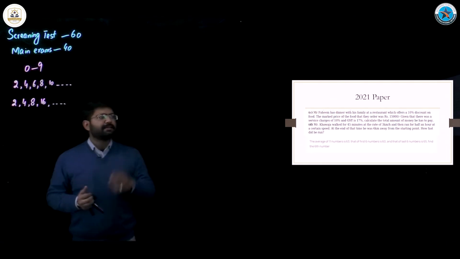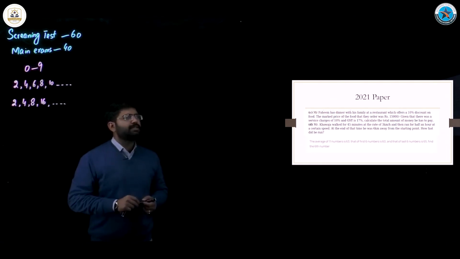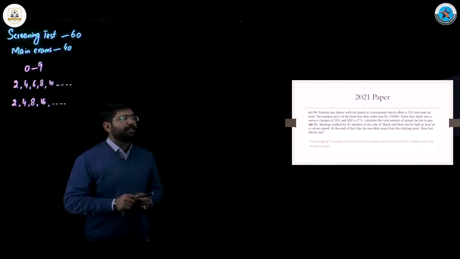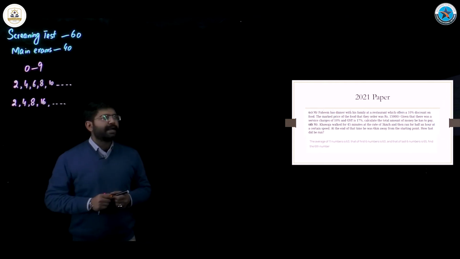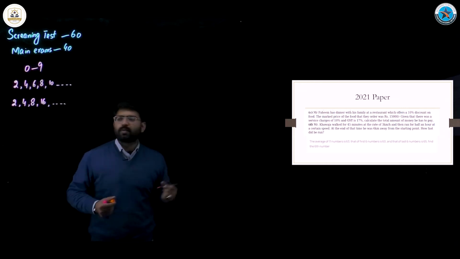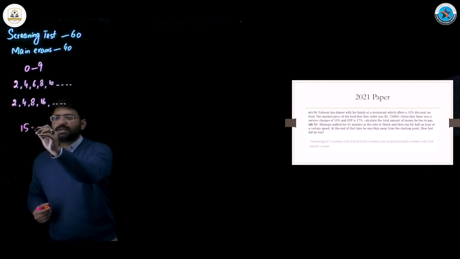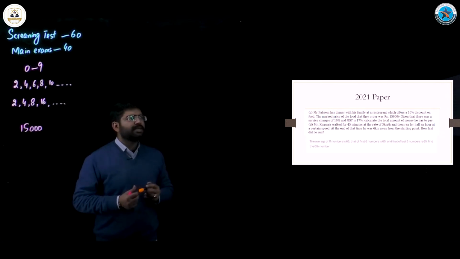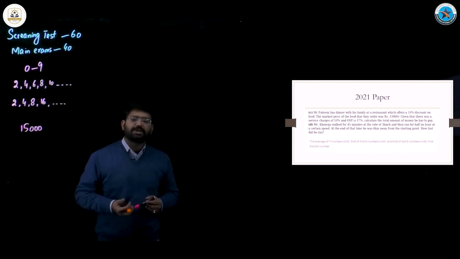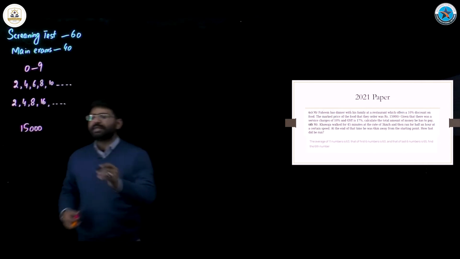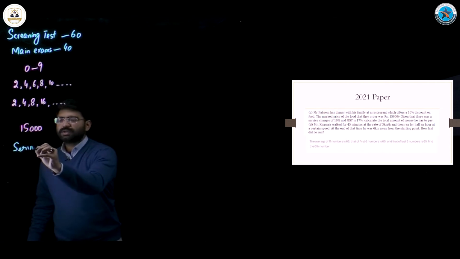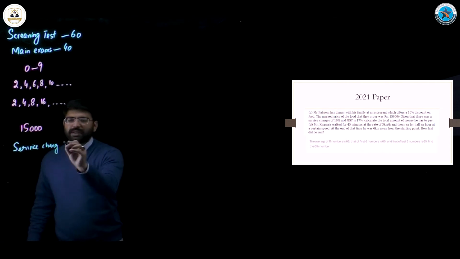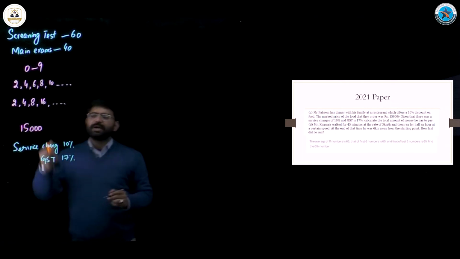Now let's have a look at the 2021 paper. The question is about percentage. Mr. Fahim has dinner with his family at a restaurant which offers a 10% discount on food. The marked price of the food that was ordered was 15,000 rupees. Given that there was a service charge of 10% and GST of 17%, how are we going to deal with the problem?